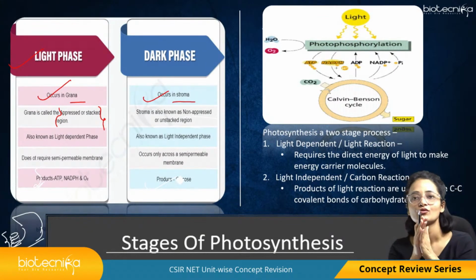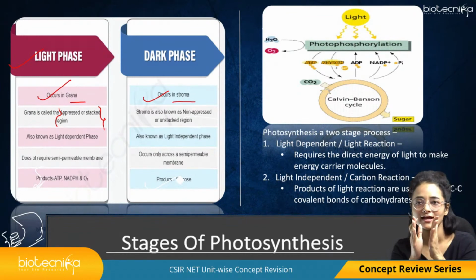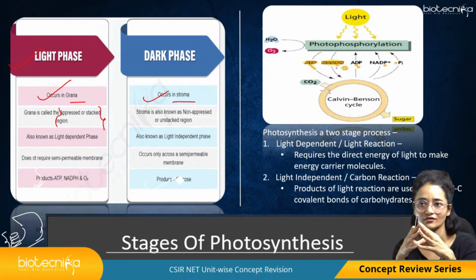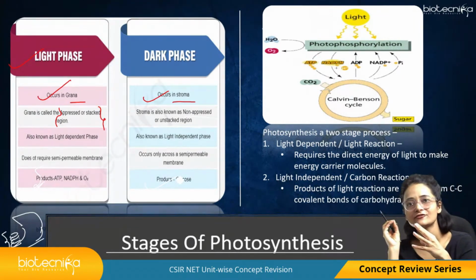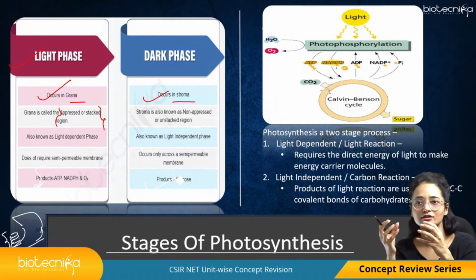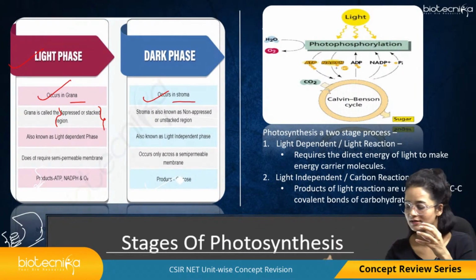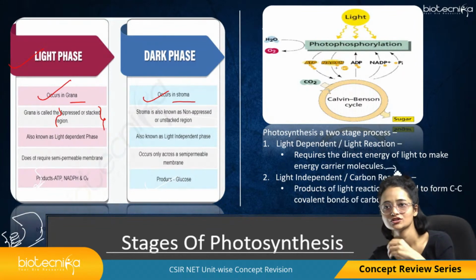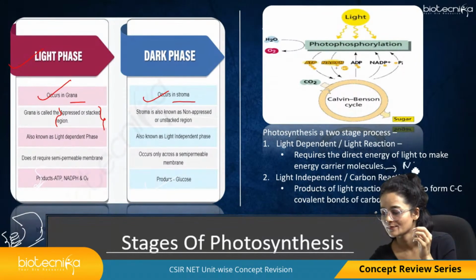So here it says that photosynthesis is a two-stage process. One is the light dependent reaction, and another is the light independent reaction, where the carbon fixation takes place. So the light dependent reaction requires the direct energy of the light to make energy carrier molecules, right? So here directly the light falls on it and it forms the energy carrier molecules. The energy carrier molecules here are basically the ATP and NADPH it is talking about, right? These are the energy carrier molecules, NADPH and ATP.